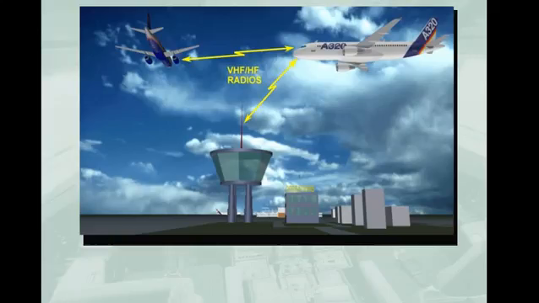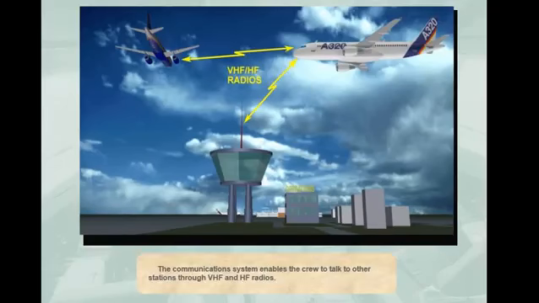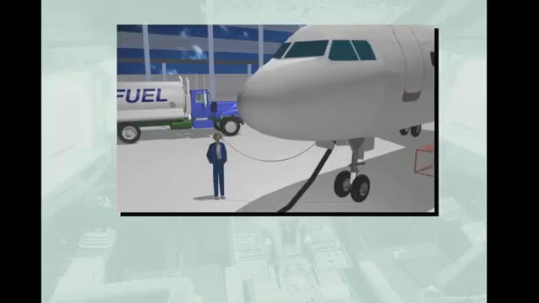The communication system enables the crew to talk to other stations through VHF and HF radios. It also enables communication with the ground mechanic.